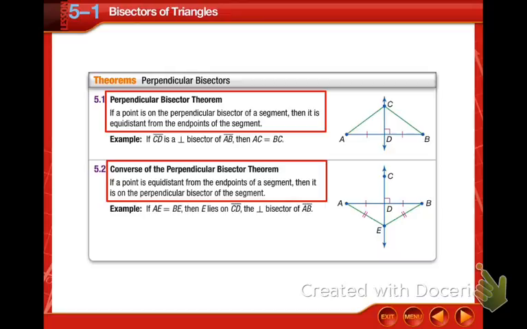So, here's the perpendicular bisector theorem. If a point is on the perpendicular bisector of a segment, then it is equidistant from the endpoints of the segment. And then the converse of that just flips it around. If a point is equidistant from the endpoints of a segment, then it is on the perpendicular bisector of the segment.